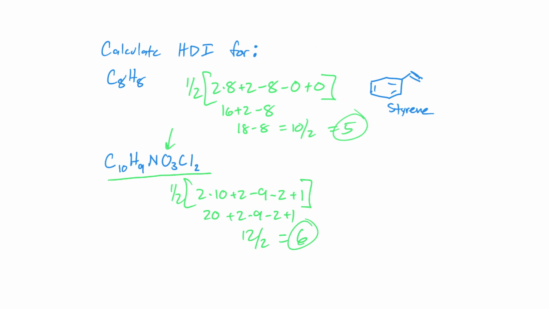So this formula here has an HDI of 6, meaning I need a combination of 6 rings, double bonds, and or triple bonds. So before we finish this video, let's just point out that a triple bond gives us an HDI of 2, because there's 2 pi bonds in that triple bond. So if you have a triple bond, that accounts for 2 of your HDI count.